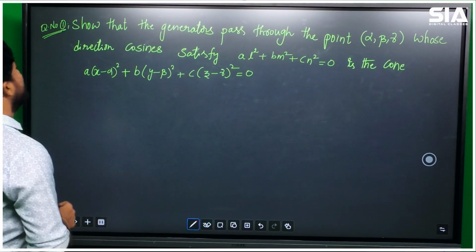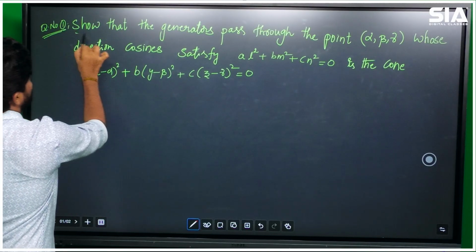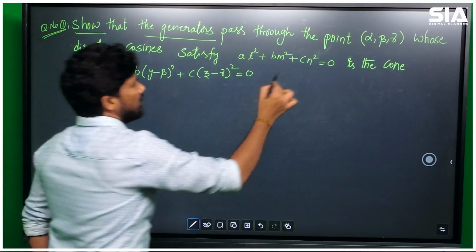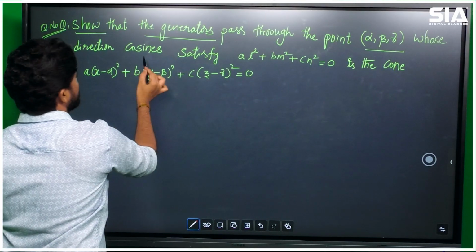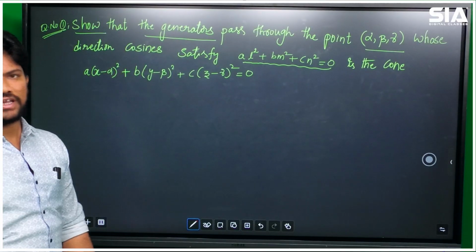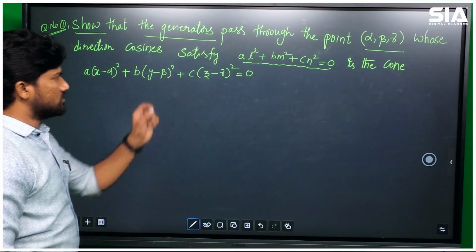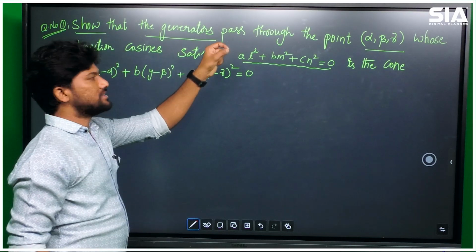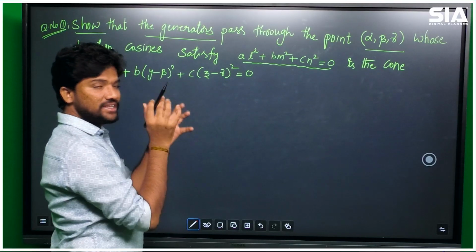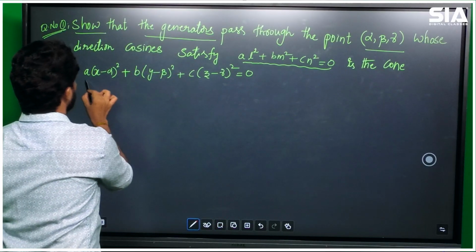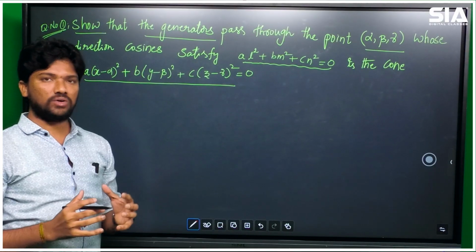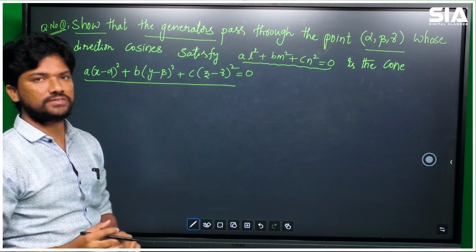So now let's see the next question in second unit. Show that the generators passing through the point (alpha, beta, gamma), whose direction cosines satisfy the condition a l square plus b m square plus c n square equal to 0, that is the given condition. Whatever generators pass through this point, those all generators satisfy this condition. Then the final resultant cone equation we have to prove is a into (x minus alpha) whole square plus b into (y minus beta) whole square plus c into (z minus gamma) whole square equal to 0.